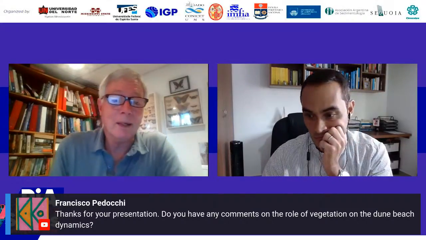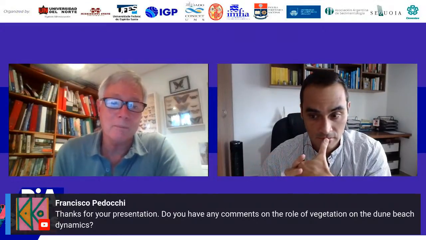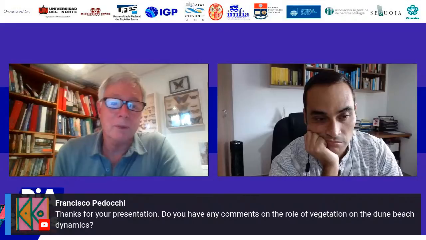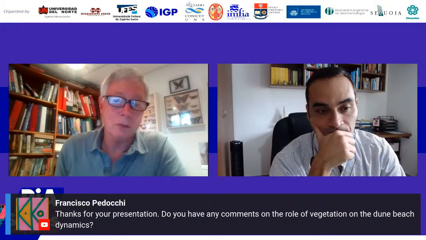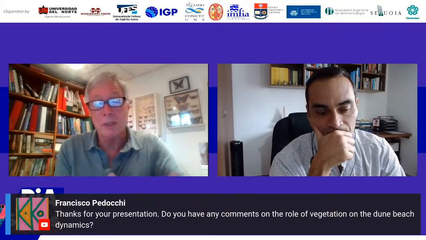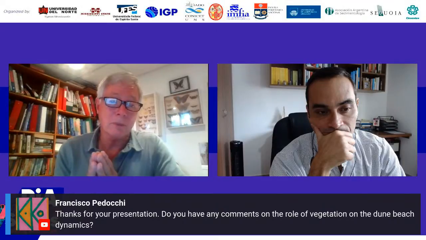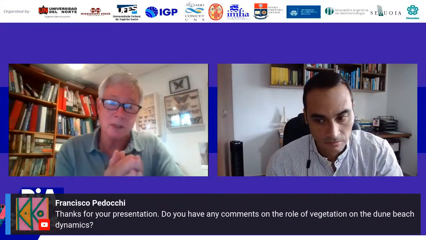Yeah, we say a little bit about this in the paper that we did, but I think the vegetation is really a very important part of the dynamics. And of course, one of the key roles is to produce the foredune and to reduce the rate of sediment transfers across the dune. So the vegetation, from that perspective, acts as a regulator, and it has that effect in terms of the amount of sediment that it stores.